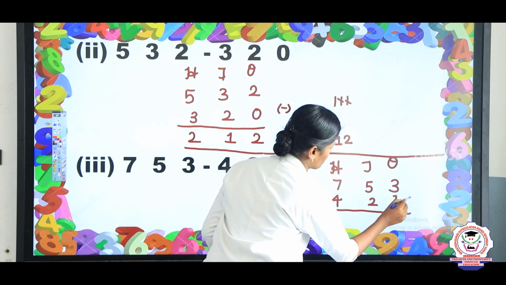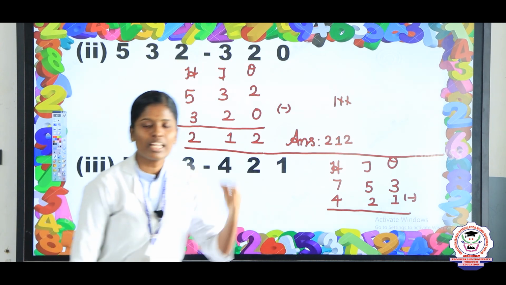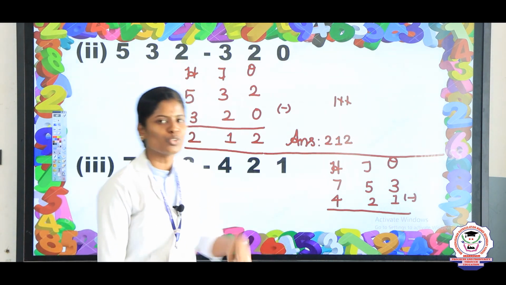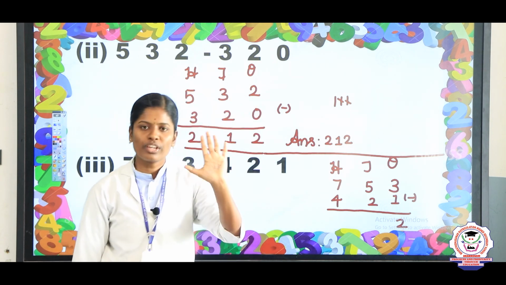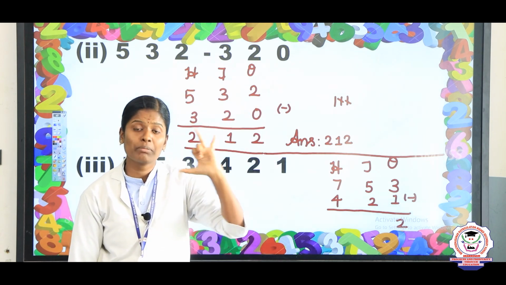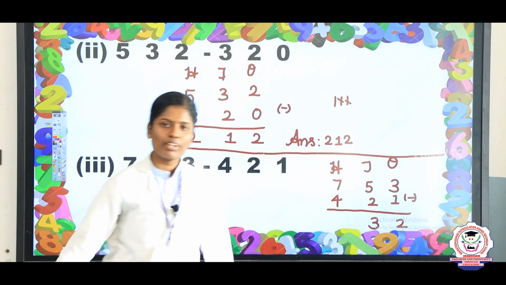Now we are going to subtract this. Take ones place value 3 minus 1. The answer is 2, right? 2, and 5 minus 2. Show your 5 fingers and 3 fingers. Remaining we have 3. So write the answer 3, and 7 minus 4.